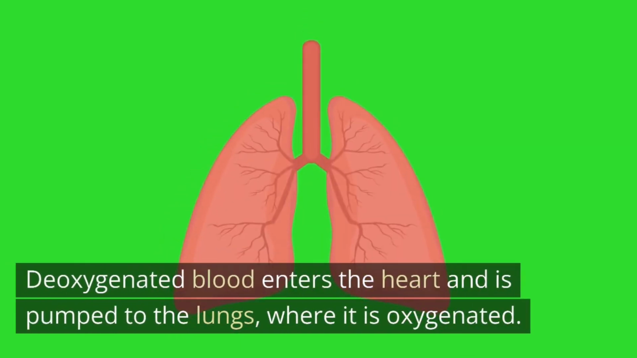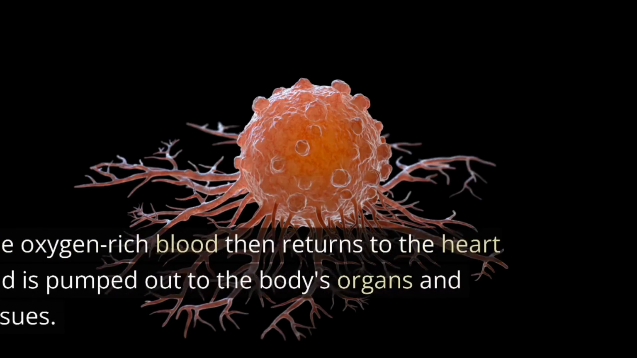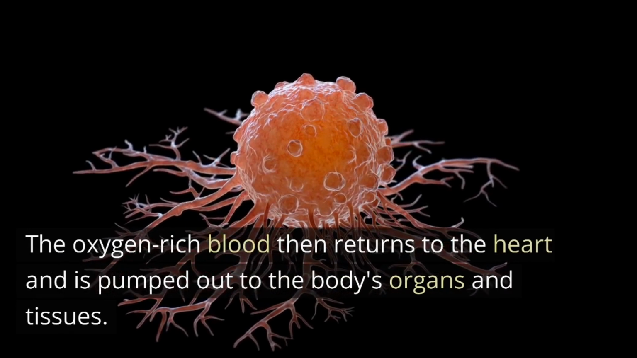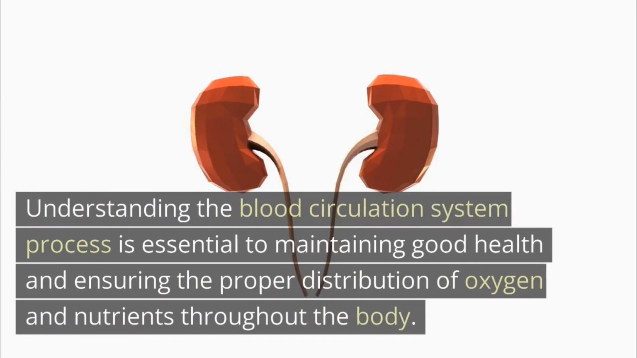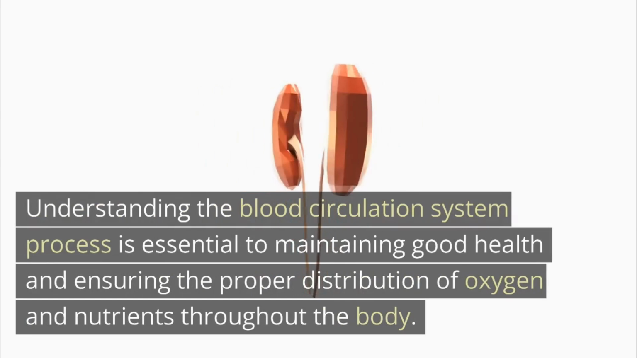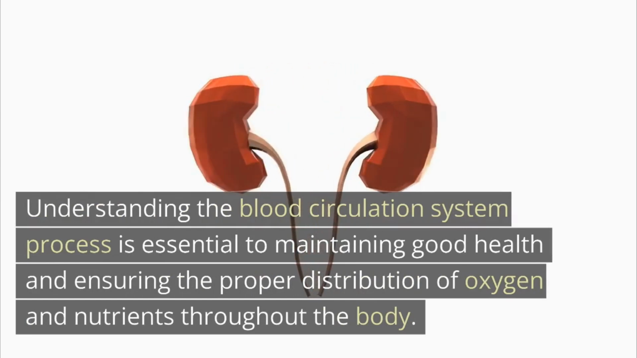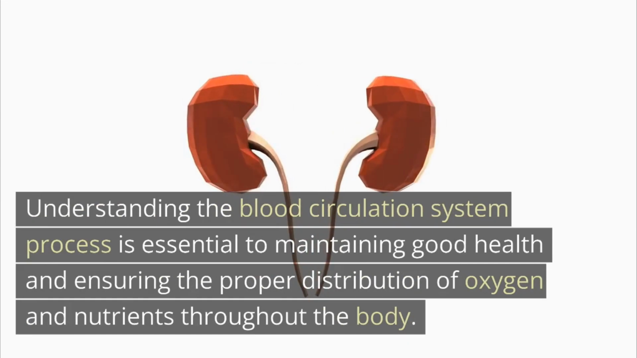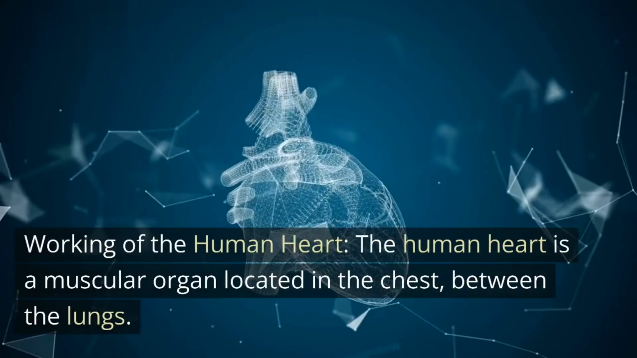Conclusion. The blood circulation system is a complex process that involves the heart, blood vessels, and blood. Deoxygenated blood enters the heart and is pumped to the lungs, where it is oxygenated. The oxygen-rich blood then returns to the heart and is pumped out to the body's organs and tissues. Understanding the blood circulation system process is essential to maintaining good health and ensuring the proper distribution of oxygen and nutrients throughout the body.